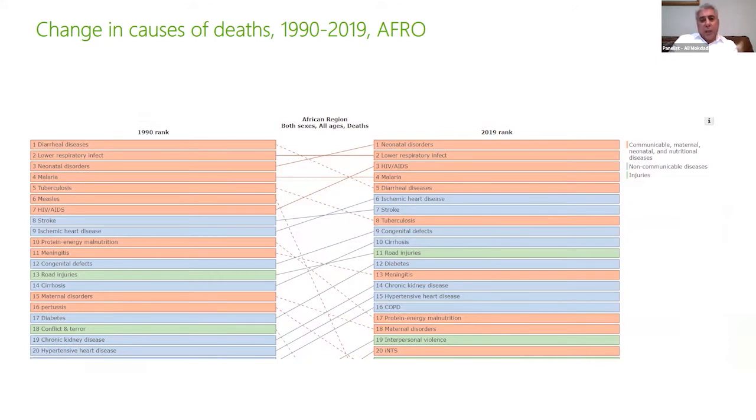By Africa here, I mean the WHO Afro region, not the whole continent. And you could see here still infectious diseases are the top 5 leading causes of death. But as you can see, the blue is rising here. Ischemic heart disease, stroke, congenital defects, cirrhosis, diabetes, all of them are increasing.